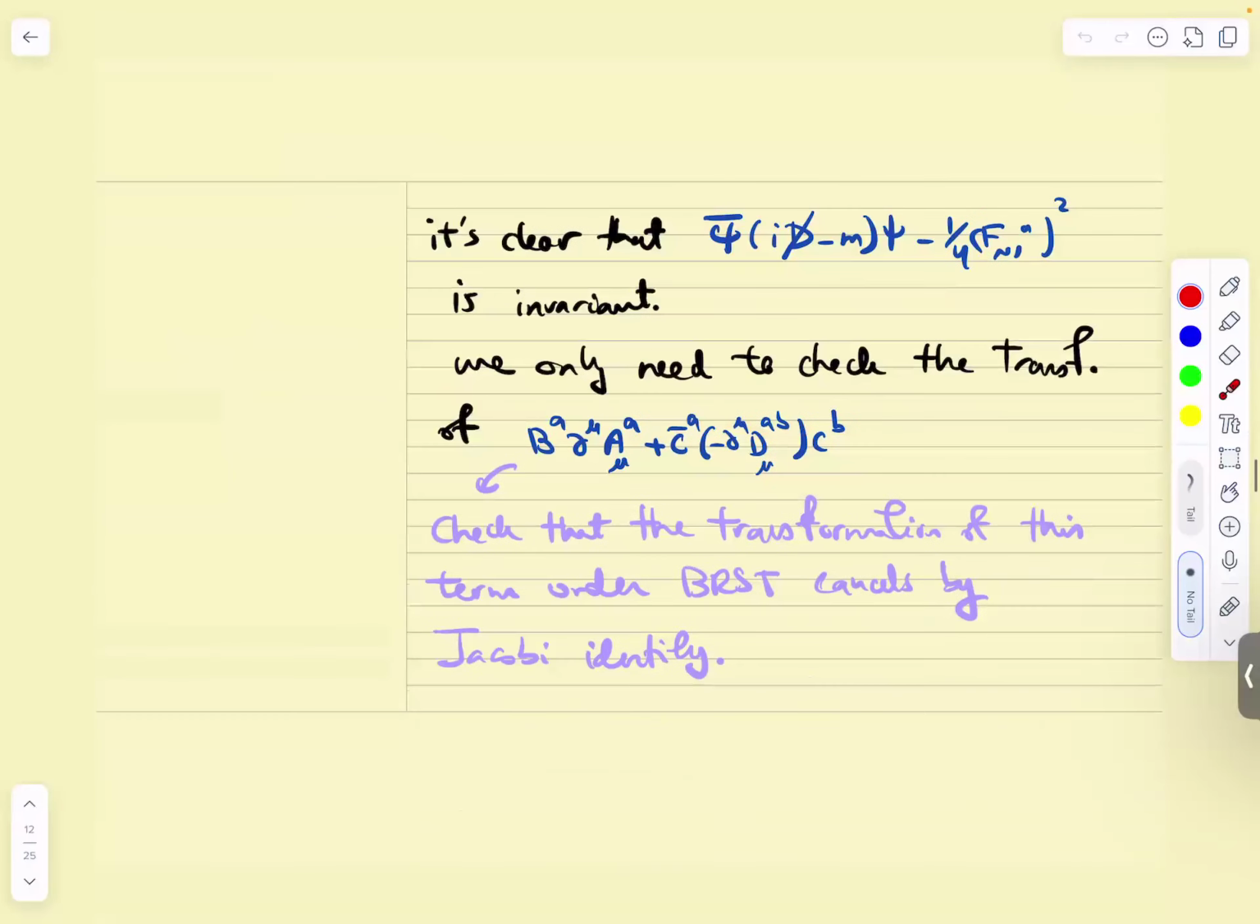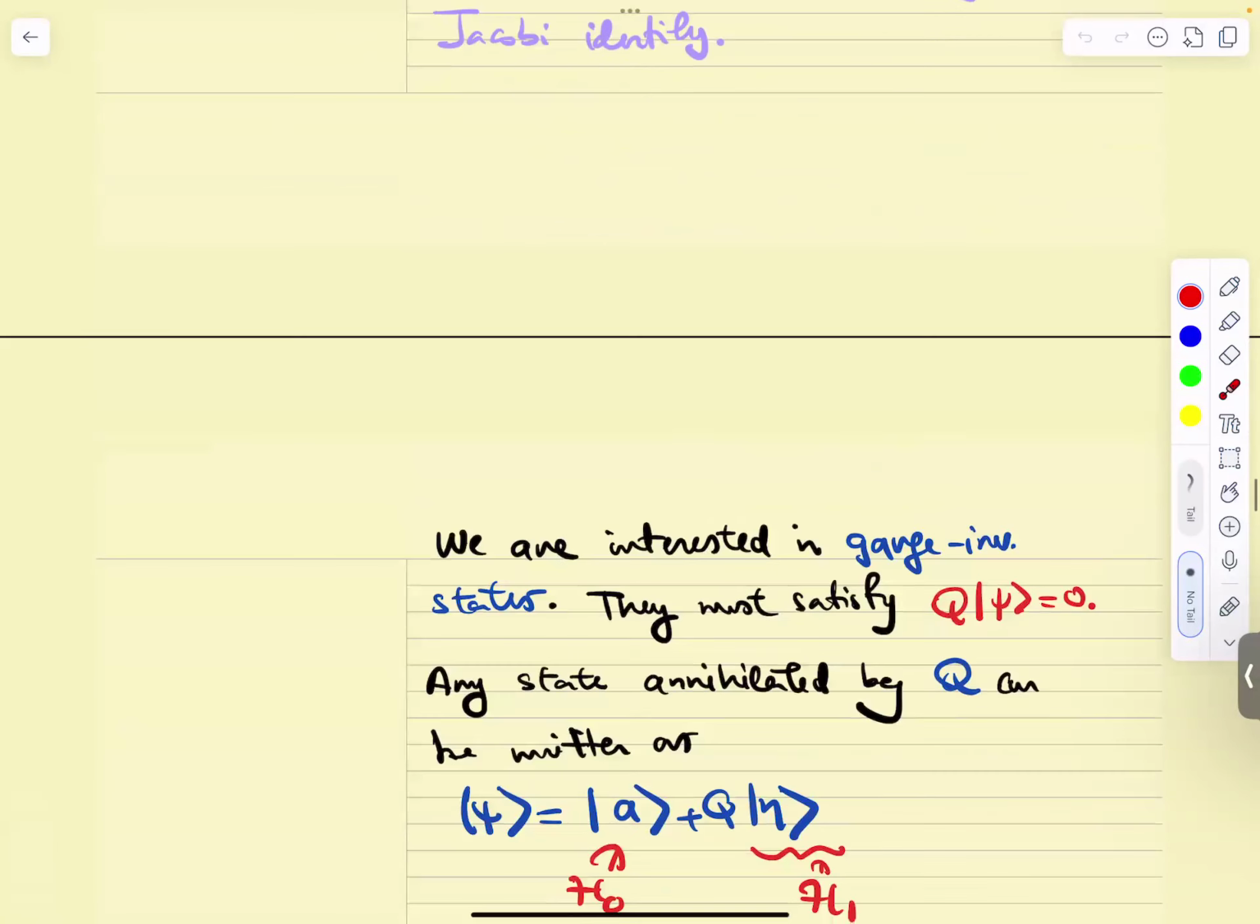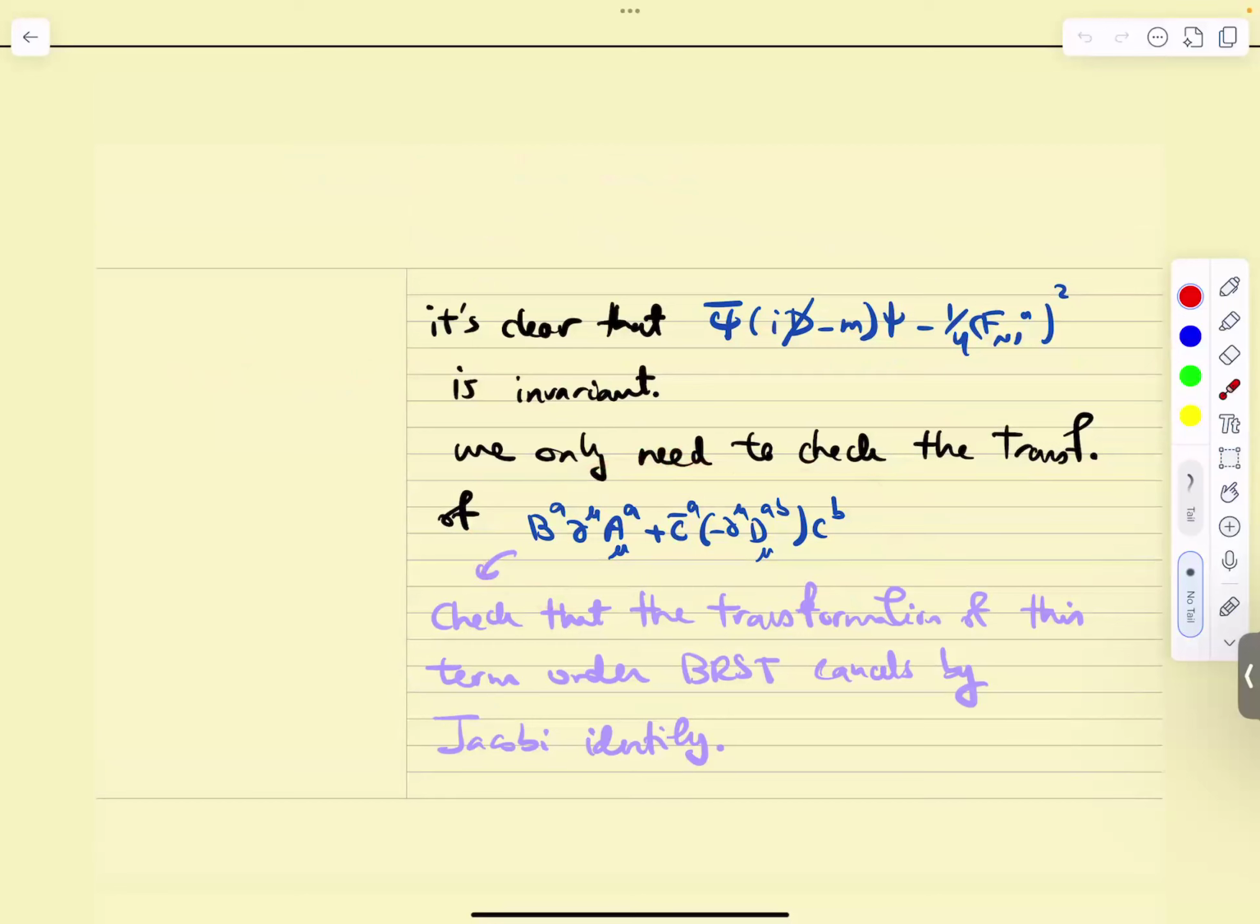All right, so let's see. I think I'm going to give it as a homework thing. Check that the transformations of these two fields cancel. Just plug them in. You'll see that the cancellation is non-trivial. It follows from the Jacobi identity. Okay, it is a symmetry, but you need to work it out explicitly.